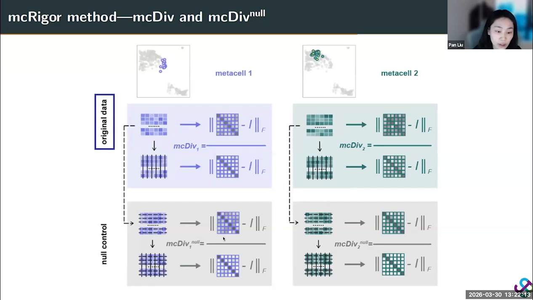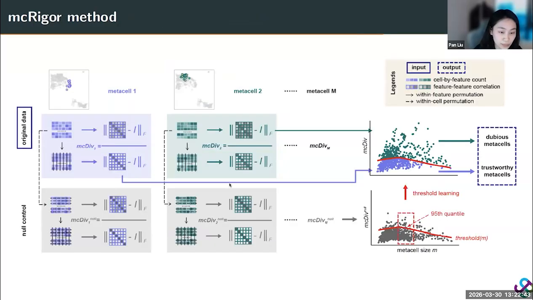And for MCDIV null, we just do the same thing, but this time on the data matrix after within-cell permutation. So the MCDIV null is this part divided by this part. Here you can roughly tell that for the trustworthy metacell, the values of MCDIV and MCDIV null would be similar, but for the dubious metacell, this MCDIV value would be much larger than its corresponding MCDIV null value. And then this figure shows you a clearer big picture of our method. We do the computation for each metacell from metacell 1 to metacell m.